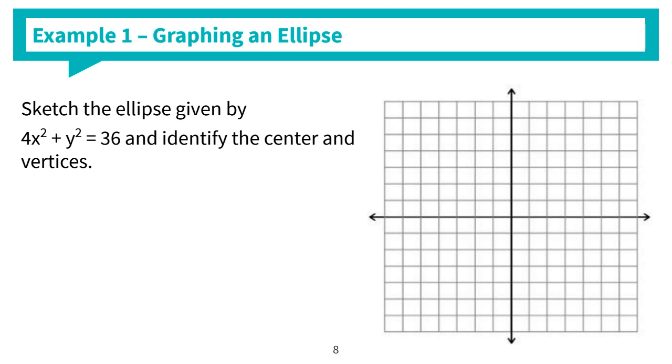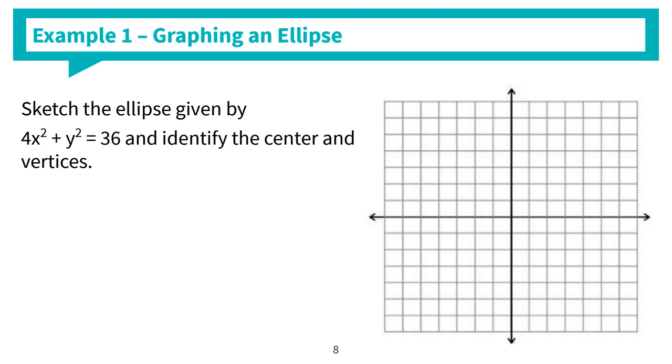So let's go ahead and jump into an example. We're going to start off with a very basic example, and then we're going to try another one that's much more involved. So the instructions here tell us: sketch the ellipse given by 4x squared plus y squared equals 36 and identify the center and the vertices.